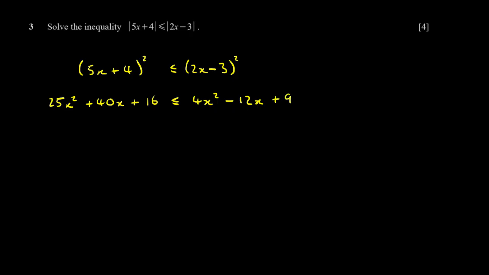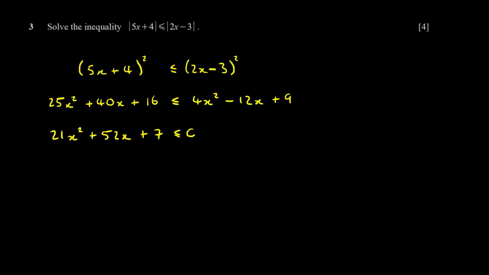Now then, what we need to do is move everything on the right-hand side to the left so that we get one quadratic. So we're going to subtract 4x squared from both sides, so we get 21x squared. And then we're going to add 12x to both sides, so we get 52x. And we're going to subtract 9 from both sides so that we get 7.